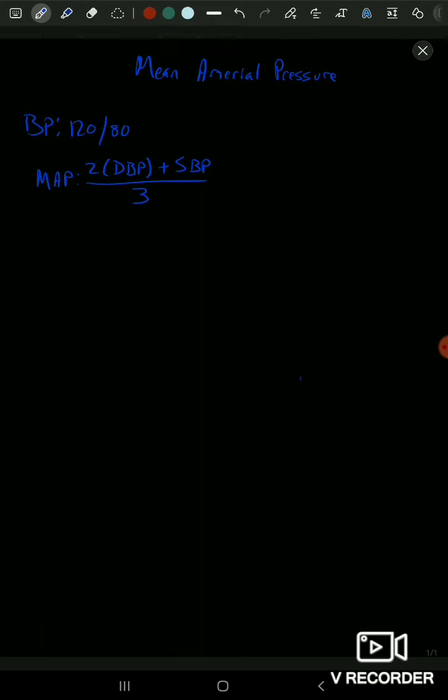So, looking at our patient with 120 over 80, let's figure out his mean arterial pressure. You take 2, multiply by diastolic blood pressure, which is 80, and then you add systolic blood pressure, which is 120, and you divide this number by 3. Since the computer will calculate this for you, I went ahead and calculated that it is about 93. So what does that mean? That's a good number to have.